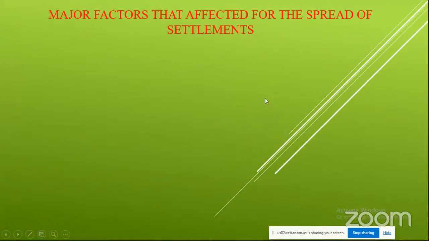Now, the major factors that affected the spread of settlements. We know that the man of the Stone Age had very limited needs. They did not want many things. Their needs were really limited and very simple. They needed food to live. The places where food was plentiful, meaning animals to hunt, they started a settlement there. If there were no animals to find for food, they did not select that place as a settlement.